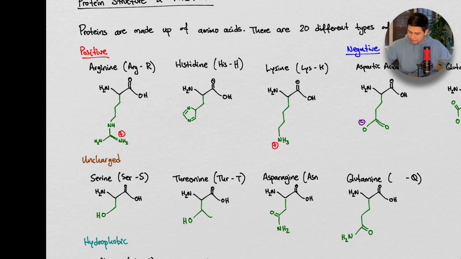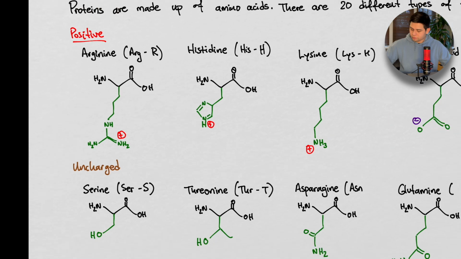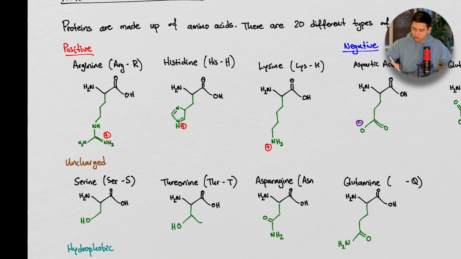So histidine, one of these nitrogens, is going to be bonded to a hydrogen, and we're going to have a positive charge on that nitrogen. So these are the positively charged guys at physiological pH. That's these guys right here.